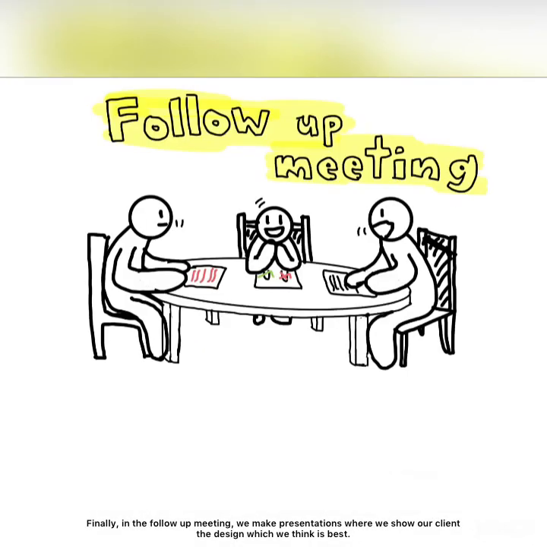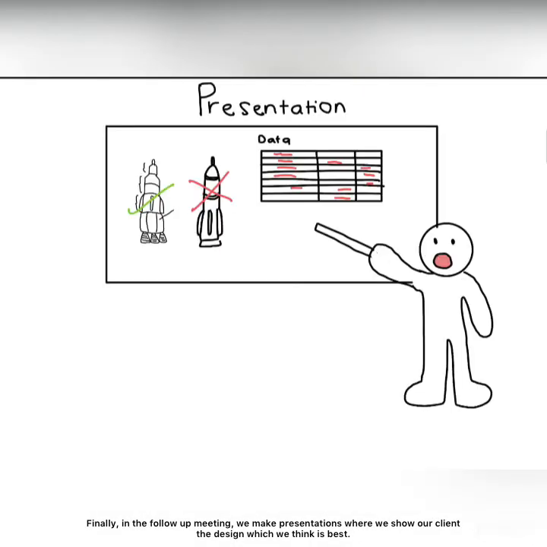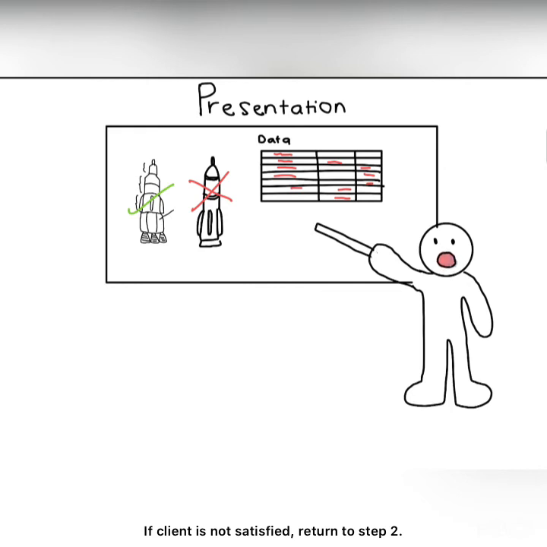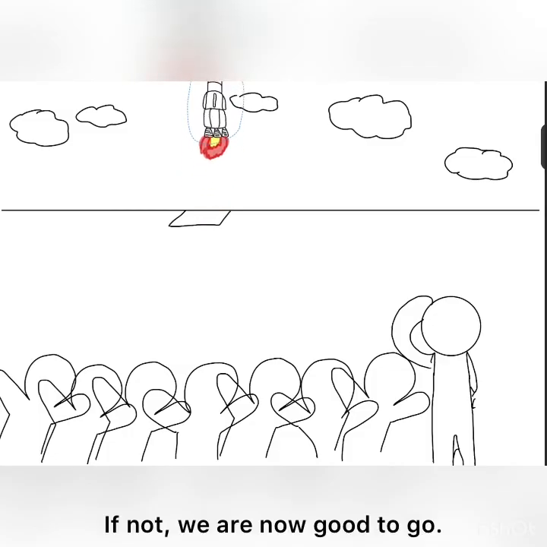Finally, we have the follow-up meeting where we make presentations to show our client the design which we think is best. If the client is not satisfied, we will have to return to step 2 until we achieve the best possible solution. If not, we are now good to go.